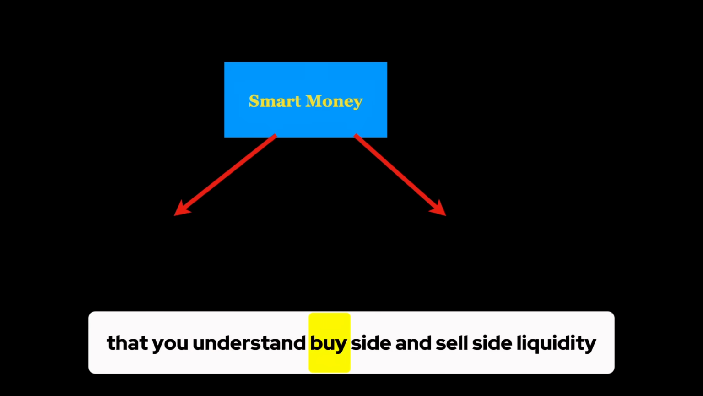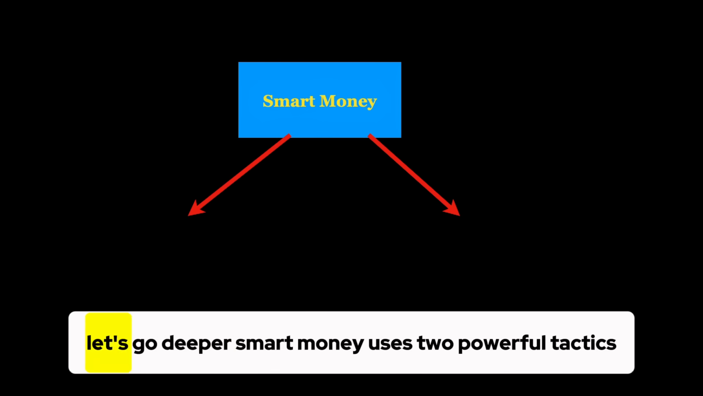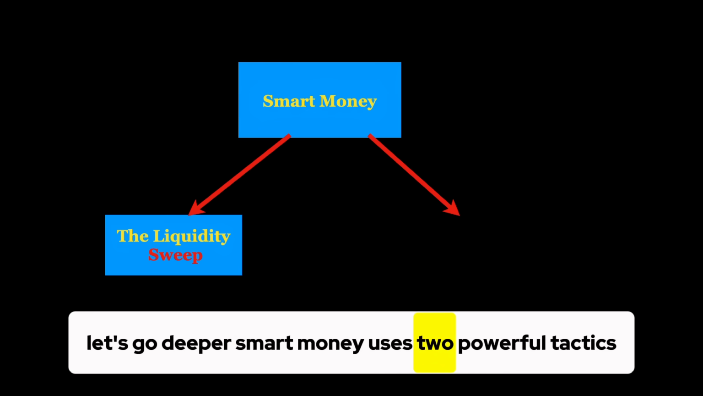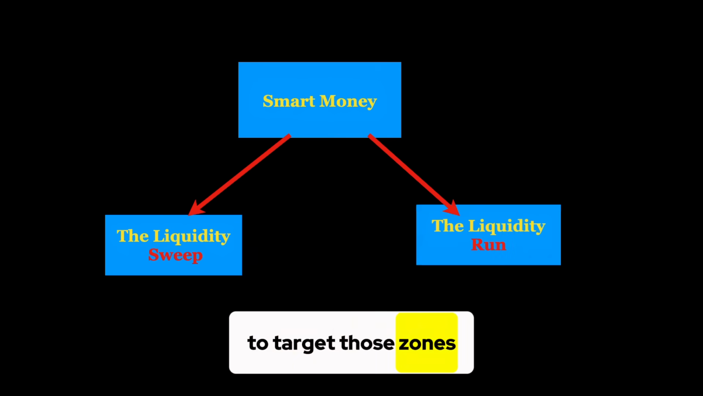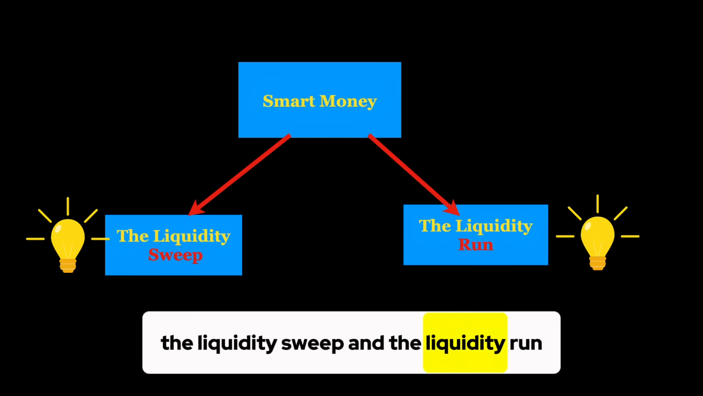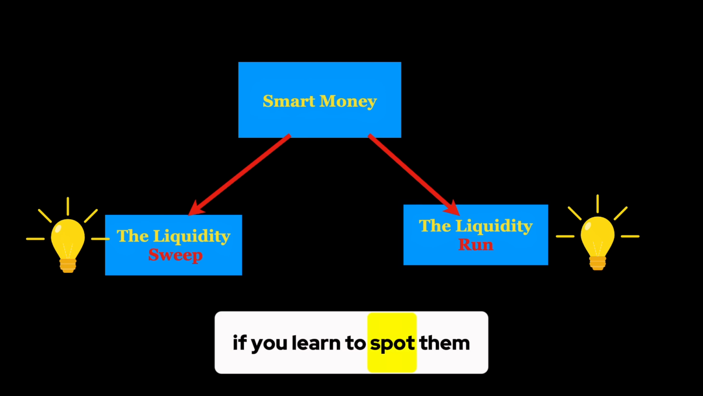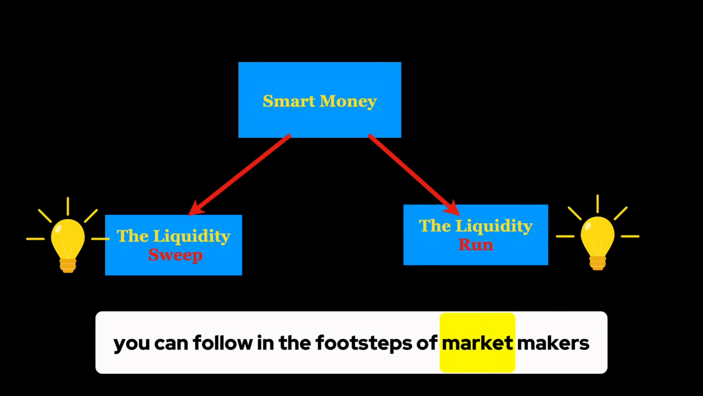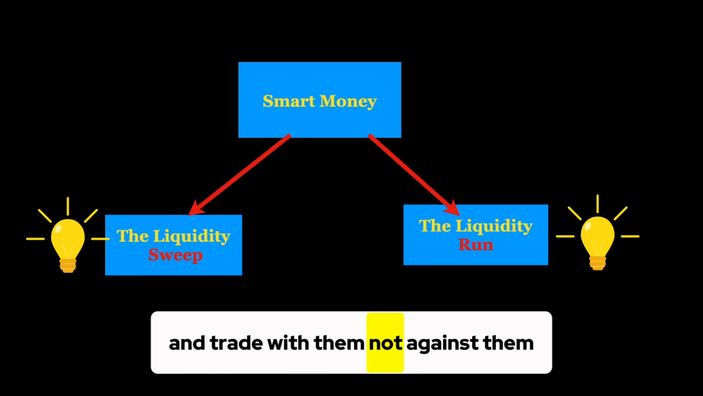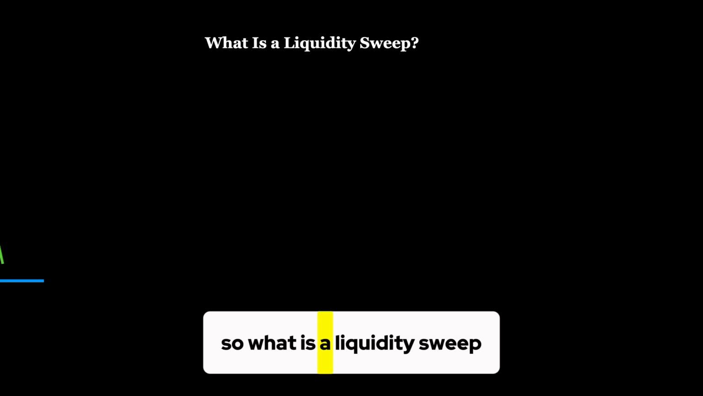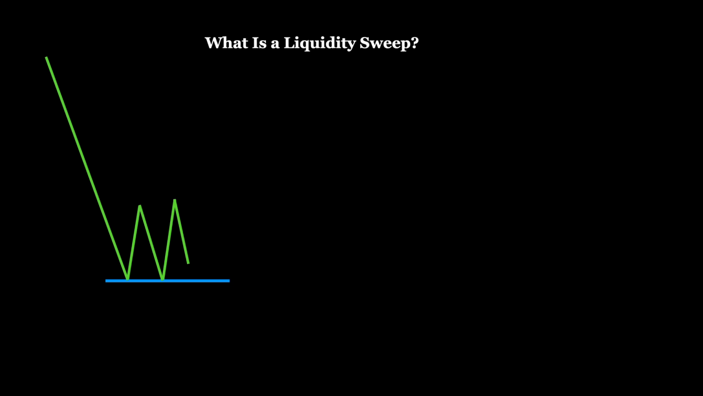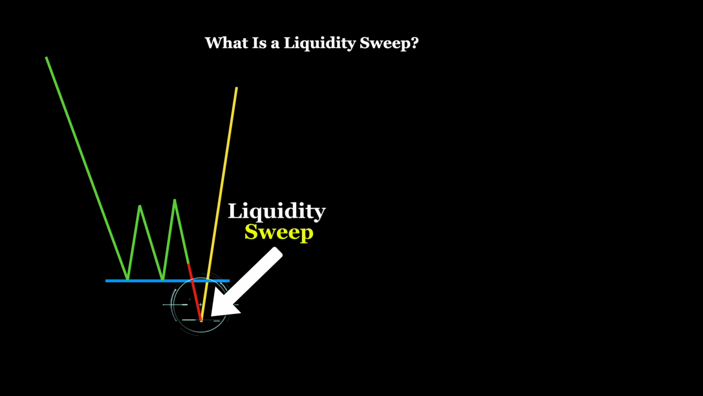Now that you understand buy-side and sell-side liquidity, let's go deeper. Smart money uses 2 powerful tactics to target those zones: the liquidity sweep and the liquidity run. If you learn to spot them, you can follow in the footsteps of market makers and trade with them, not against them. So what is a liquidity sweep? A liquidity sweep is when price grabs stop losses and then reverses. The whole move is meant to trap retail traders and give smart money a better price.